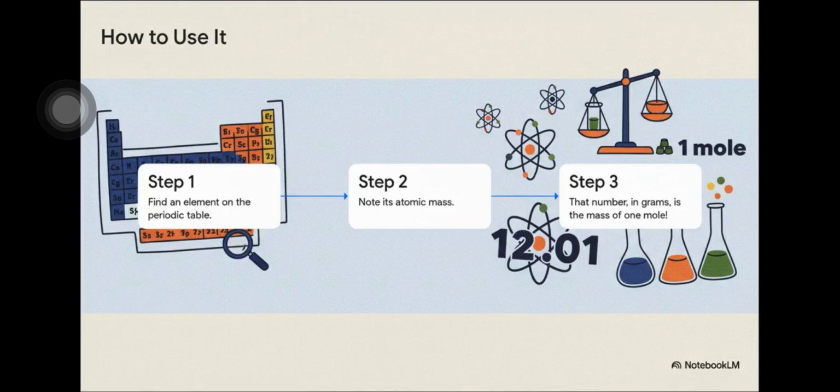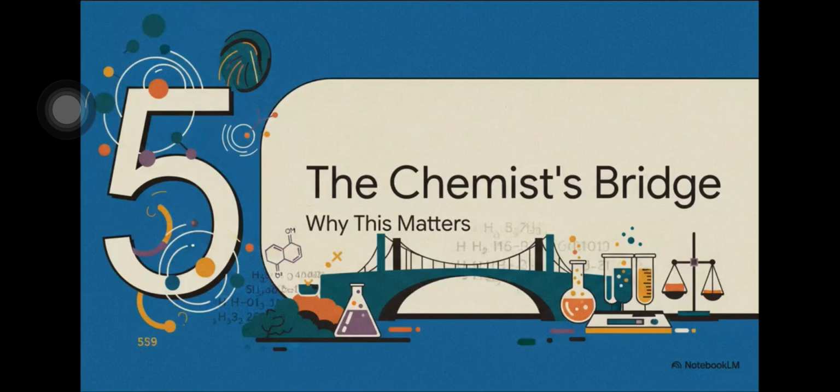You literally just 1. Look at a periodic table. 2. Find the atomic mass number. And 3. That number, but in grams, is exactly how much you need to weigh out to get 1 mole of that element. That's it. It's that simple. So, you see, the mole is way more than just some crazy big number. It's the most important bridge in all of chemistry. It connects the idea of an atom, something we can't see, to something we can actually hold and weigh in our hands.